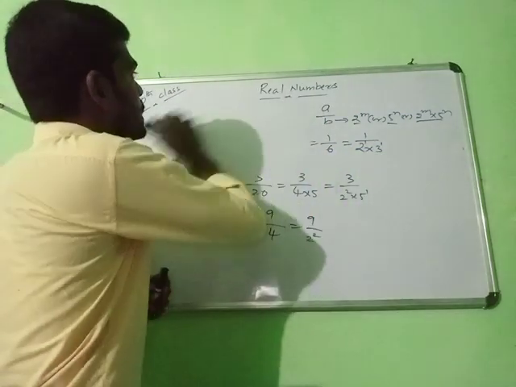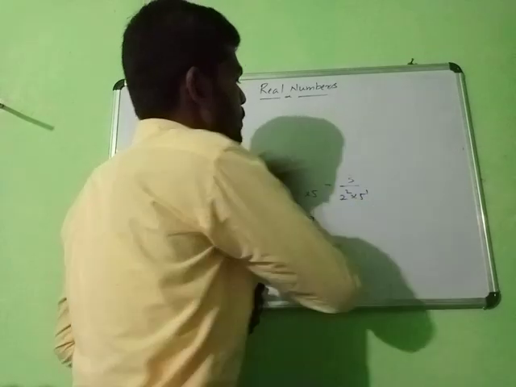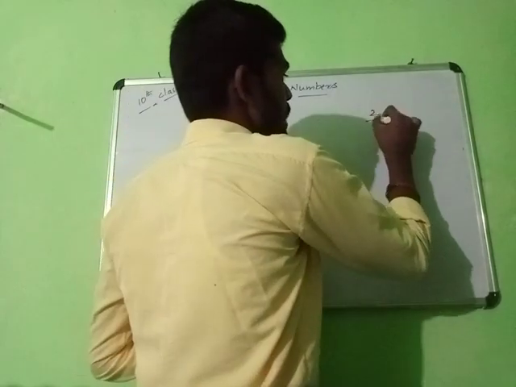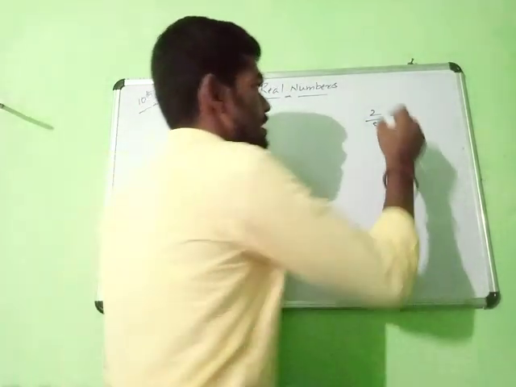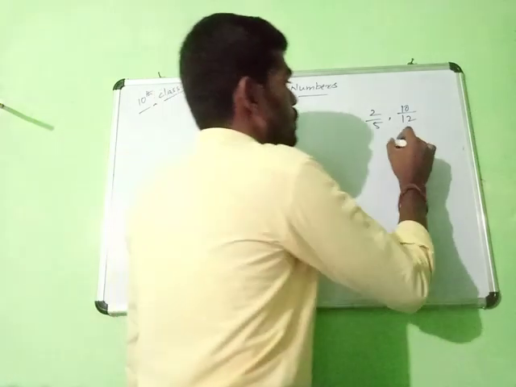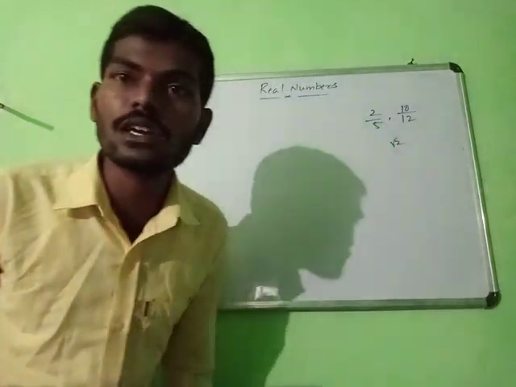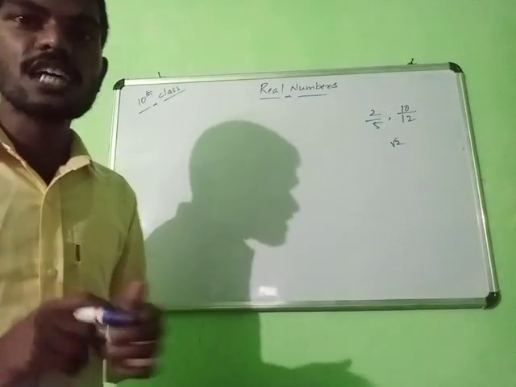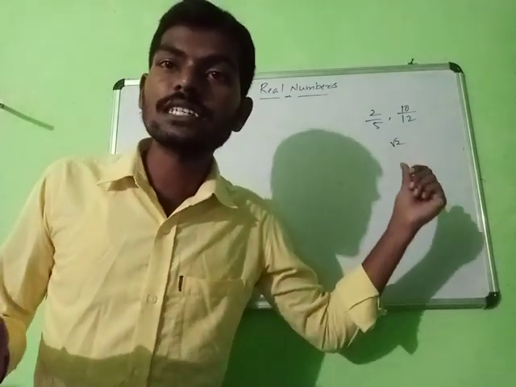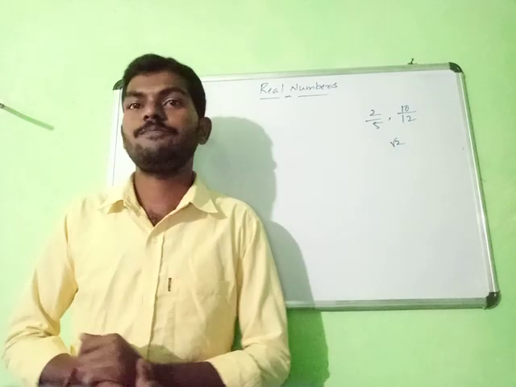Any one decimal number is given. For example, 2 by 5 is a rational number. Next, 10 by 12 is also a rational number. Root 2 is what number? This is an irrational number. Now, when numbers are given like this, we can find out which number is rational and which is irrational.